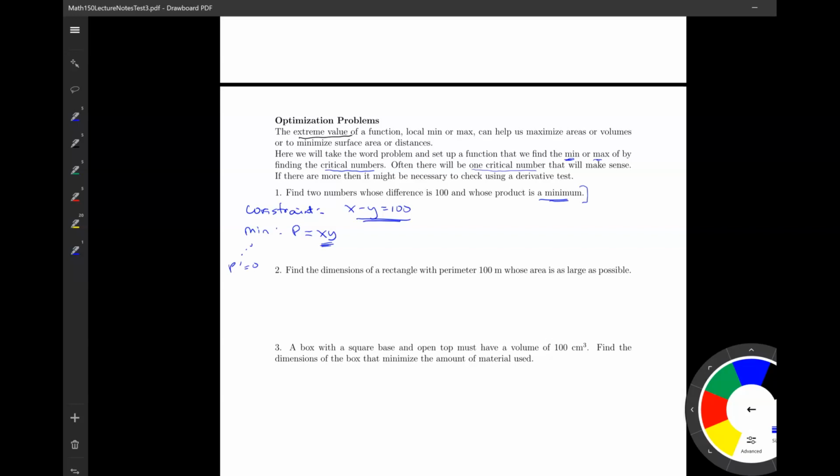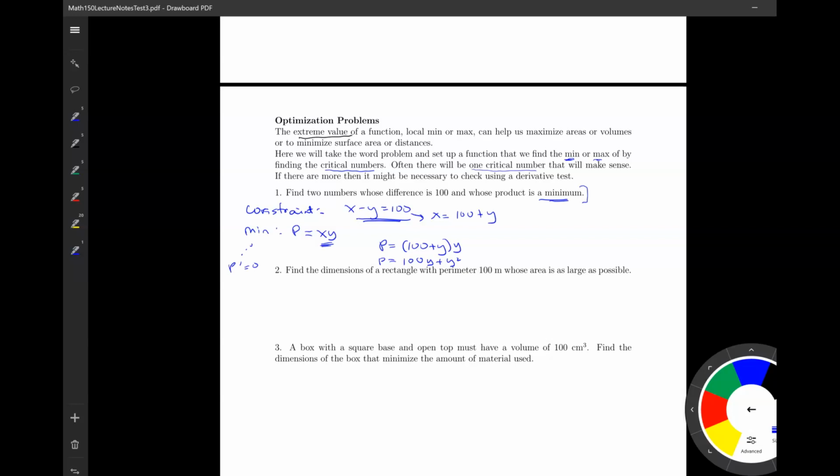So I want to rewrite this with one variable, and that's where the constraint comes to the rescue. So this is easily solved for x. So let's solve x equal 100 plus y. Let's substitute it into p. So I'd have 100 plus y times y. And just because I can, and I can see it's going to be easier to take the derivative if I multiply this out, I'm going to.